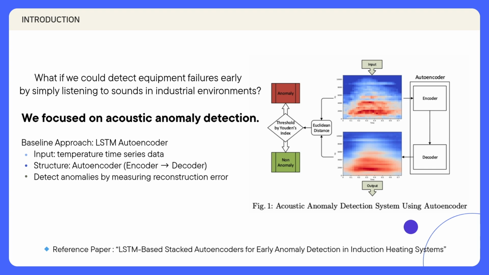Previous studies we referred to used an LSTM autoencoder to reconstruct temperature time series data and regarded large reconstruction errors as anomalies. However, because sound has a frequency spectrum that changes over time, relying on only LSTM makes it hard to learn frequency-specific features sufficiently.